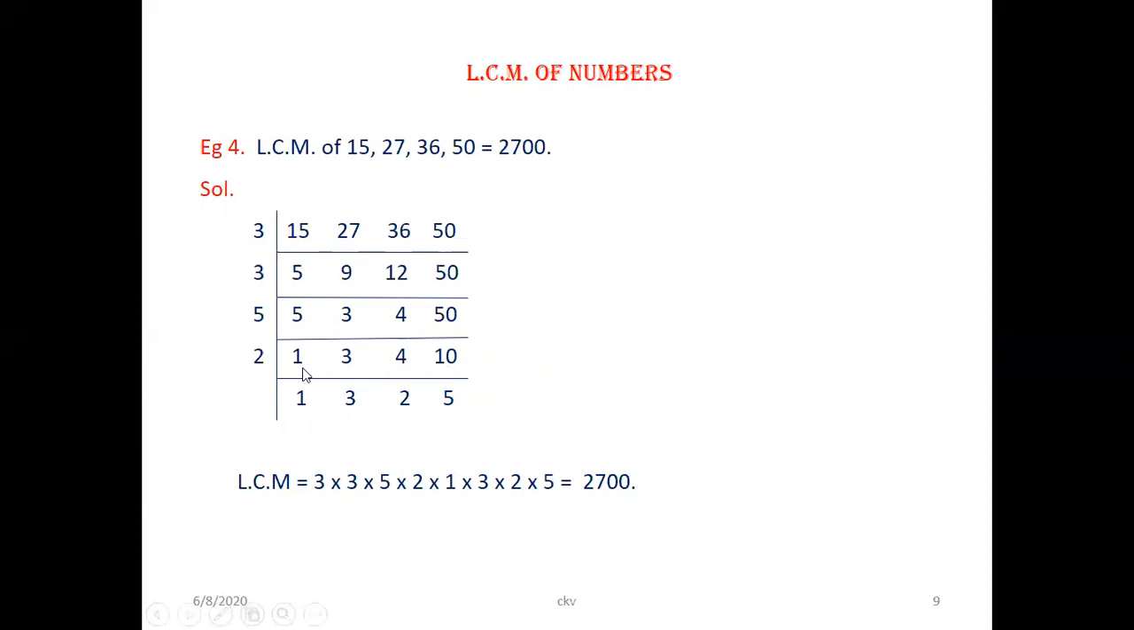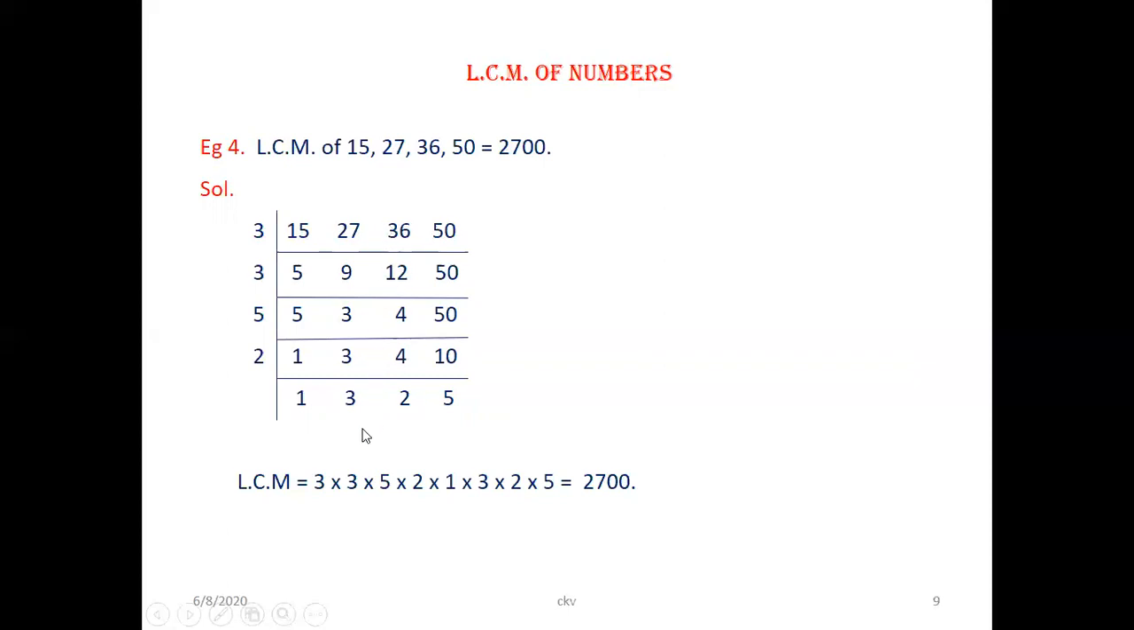Now 2 does not divide 1, so 1 is carried down, and 2 does not divide 3, so you keep it as it is and carry it forward. 2 divides 4, so 2 2s are 4, and 2 divides 10, 2 5s are 10. Now if you see, these numbers are not commonly divisible by any other number, so there the process ends. You have to proceed like this.